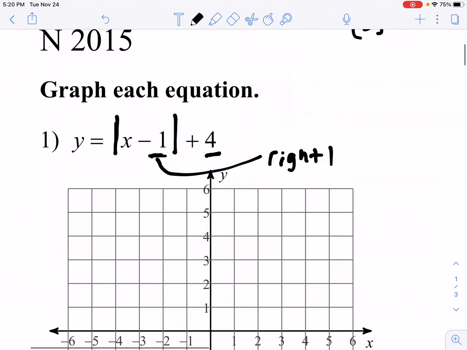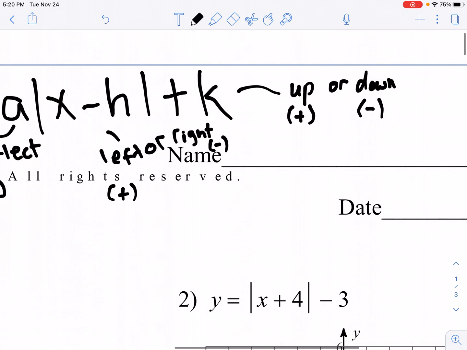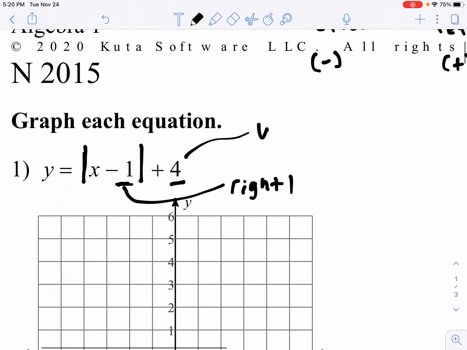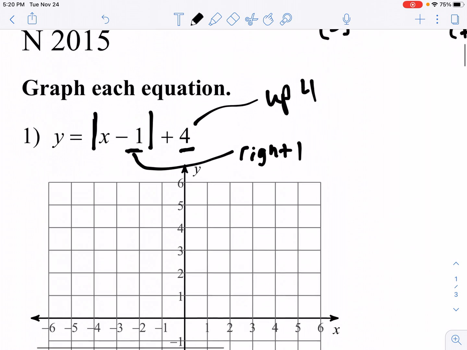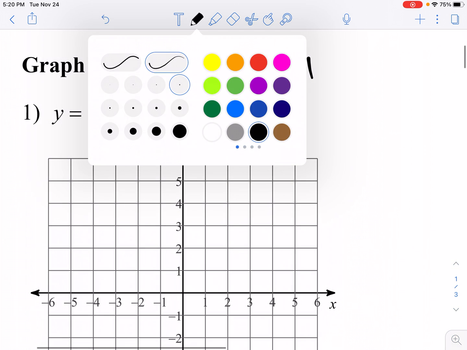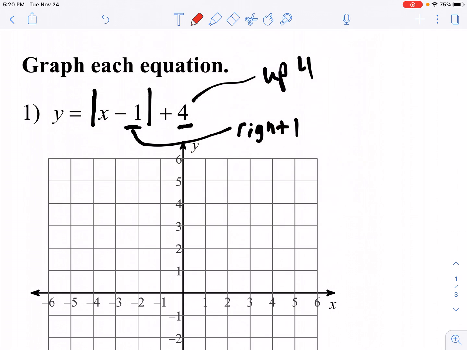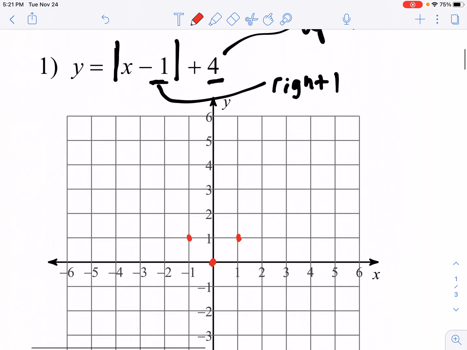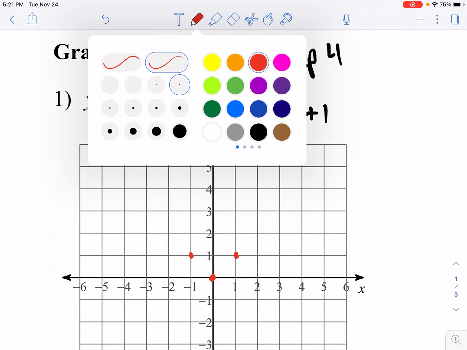Now, outside the fence is up and down. If this is plus 4, then we're going to be going up 4, because we said plus is up. So we're going up 4, okay? So we're going to do those transformations at once, and what we're going to use is our key points again. Now, if you want to use all 5 of the key points, you're more than welcome to. If you just want to use the 3, I'm just going to use 3: 0, 0, 1, 1, and negative 1, 1. And what we want to do is follow what we just wrote down, okay?